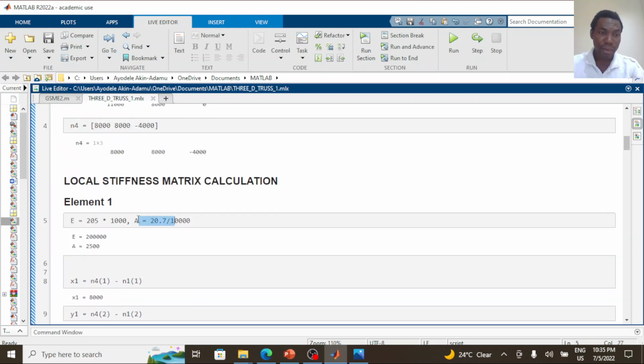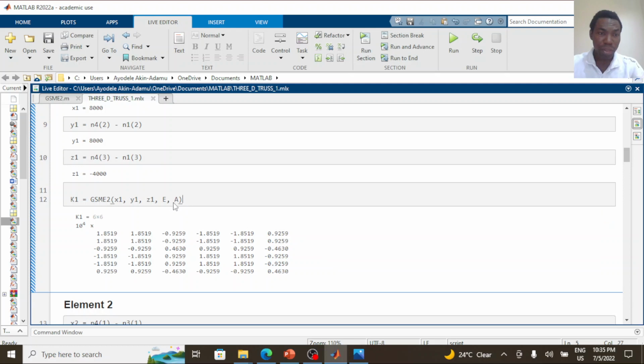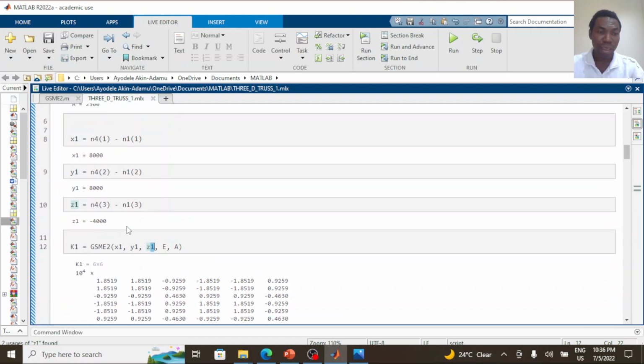So we need to find, because I want to use this function, in this function I need to pass in the difference in my x coordinate, the difference in my y coordinate, the difference in my z coordinate. So we need to compute those differences, and that's what I did there.